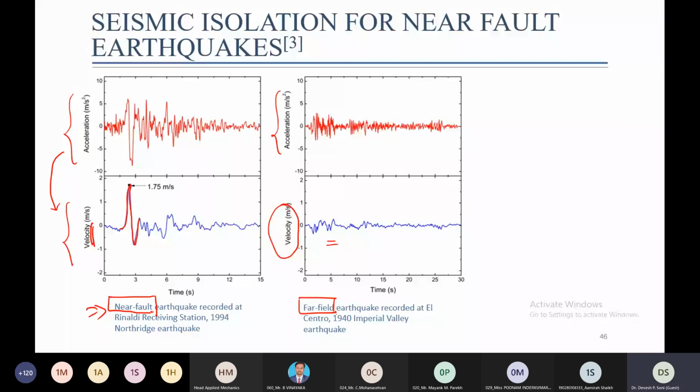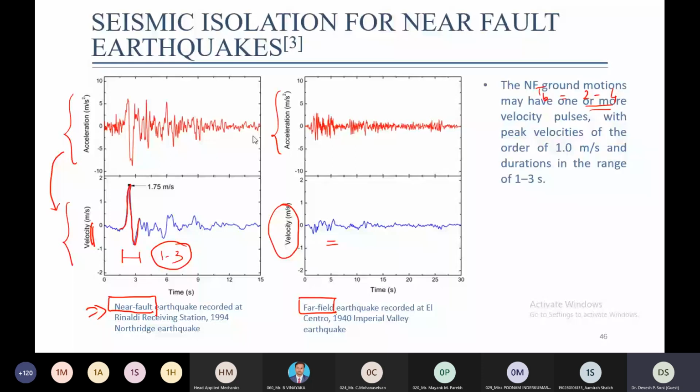So what is the consequence of this high velocity long duration pulse? See, the duration of this pulse is in the range of 1 to 3 seconds, right? And we know that the isolation period is usually taken between 2 to 4 seconds, right? So isolation period 2 to 4 seconds, and the duration of this pulse is also in the same range. So what happens? Resonance condition takes place. So base isolated buildings are more prone to resonance under near fault ground motion. So performance of base isolation system under near fault ground motion is not satisfactory. This is the point which we should keep in mind.